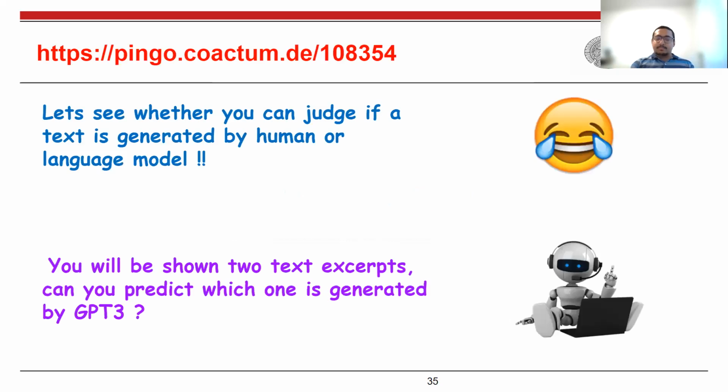The quiz is quite simple. I have generated two paragraphs, one written by a human and one written by GPT-3. These are both similar to science fiction articles. So what you need to do is predict which one is written by the human and which one is written by GPT-3. Can you figure it out?